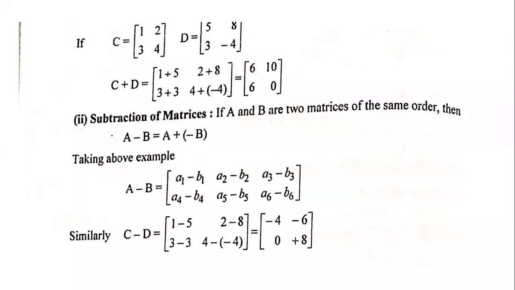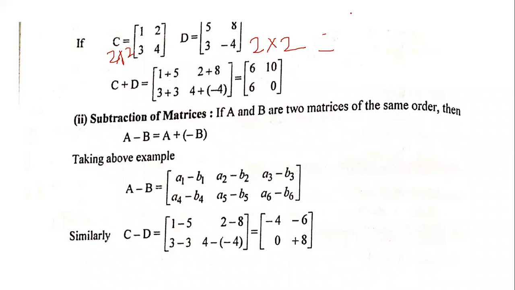Okay. Now let us understand addition with an example. If C is a matrix of 1, 2, 3, 4 and D is a matrix with 5, 8, 3 and minus 4, first check the order. What is the order of C here? What is the order of a matrix? How many rows and how many columns are there? 2 by 2. So C is 2 by 2 and D is also 2 by 2. Very good. C is 2 by 2, D is 2 by 2.